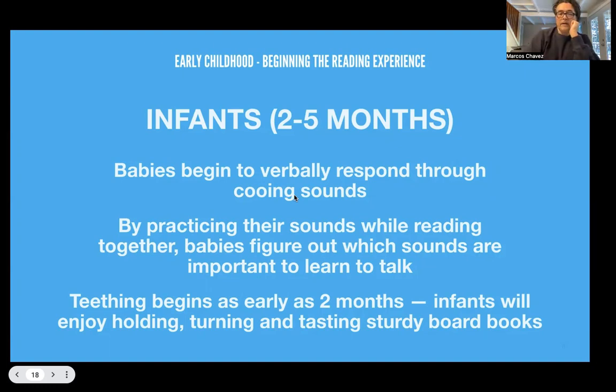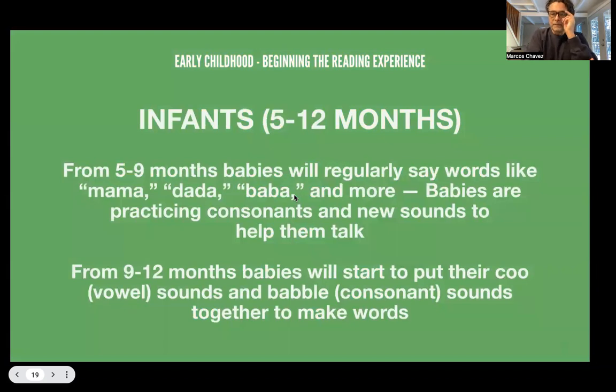And then the second half of the infant experience, the 5 to 12 month period: from 5 to 9 months, babies will regularly say words like mama, dada, baba, and more. Babies are practicing consonants and use sounds to talk and help them talk. And from 9 to 12 months, babies will start to put their cooing vowel sounds and babbling consonant sounds together, to attempt to make words.